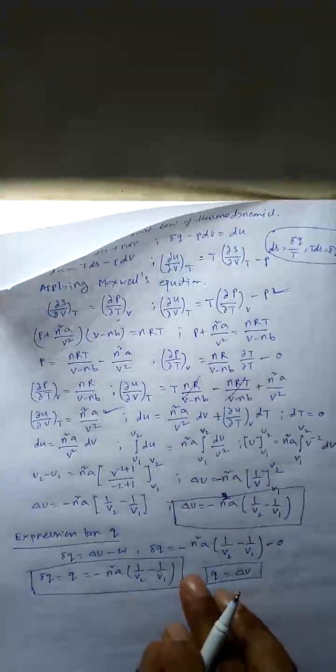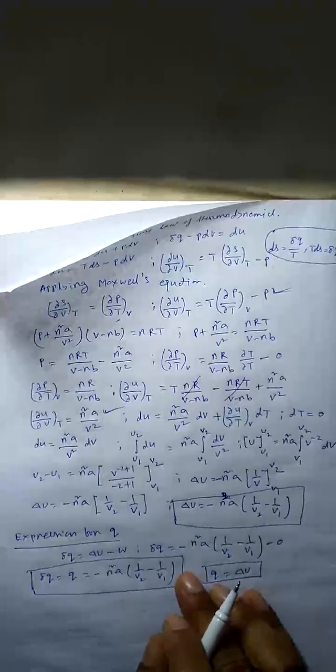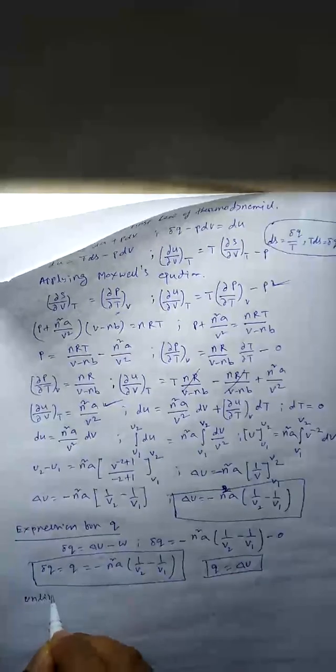But in case of free expansion, during isothermal free expansion, q and delta u are not equal to 0, unlike w, which is 0.